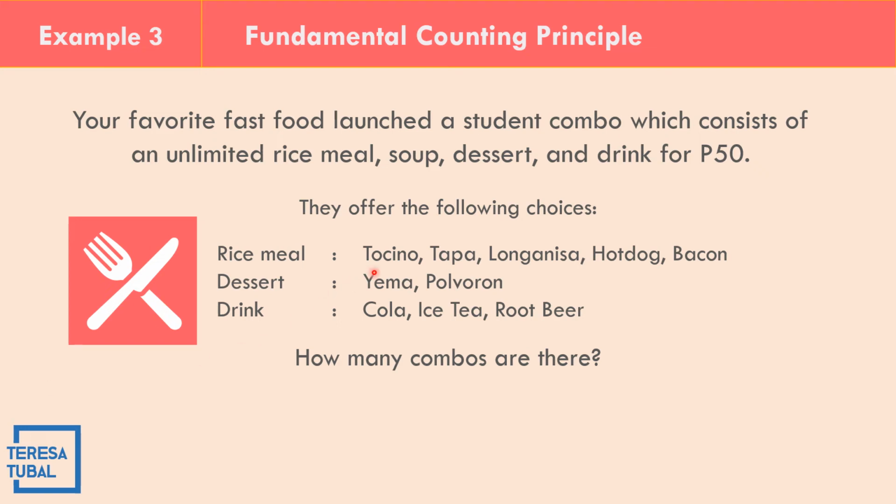For the rice meal, we have tocino, tapa, longanisa, hotdog, and bacon. So we have 5 choices. For the dessert, yema and pulvoron, we have 2 choices. For the drinks, that is cola, iced tea, and root beer, so that is 3 choices. What do you think? How many combos are there? So let us multiply the rice meal, the dessert, and then the drinks. 5 times 2 is 10. 10 times 3 is 30. So 30 possible outcomes or 30 possible choices for the rice meal, dessert, and drink combo.